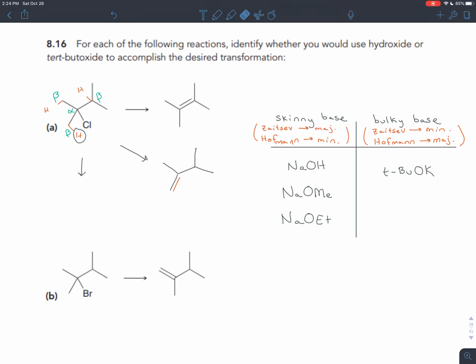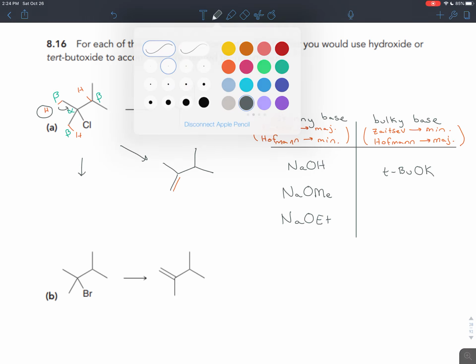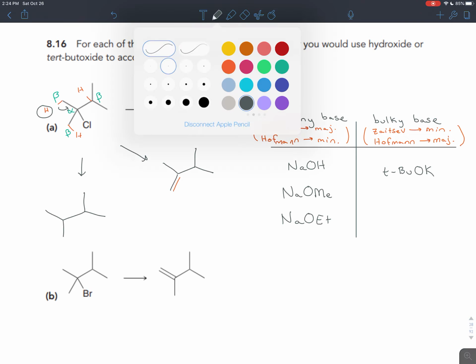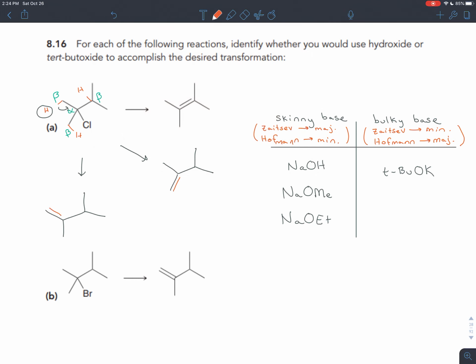Or the base could have stolen this hydrogen. The electrons go toward the leaving group, and that would have given us this double bond. Now notice that these last 2 are really the same. All I have to do is flip this over like a pancake, and I have that molecule there. So those are really the same. So just for the sake of simplicity, I'm going to just discuss one of those. So you have these 2. Those are your 2 possible products.